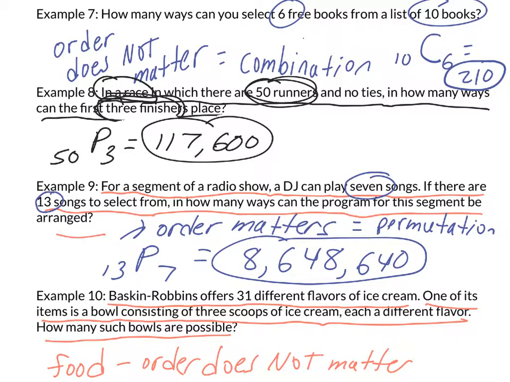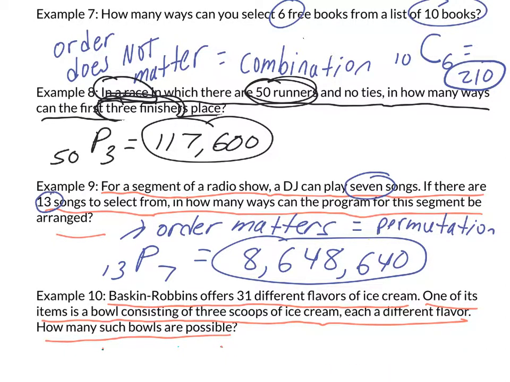Because who cares if you order the chocolate ice cream first, second, or third? You're going to be able to eat it. It's going to all go in the same bowl anyway. So food order does not matter, which means it's going to be a combination question, which is the NCR button.